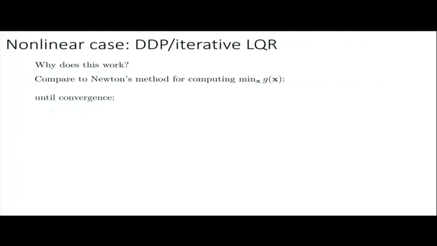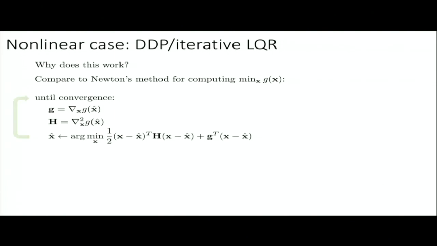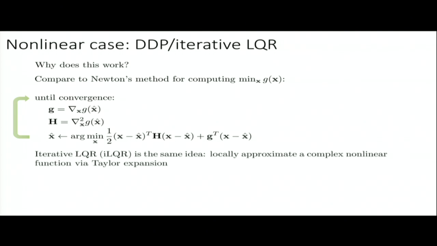With Newton's method, you would evaluate the gradient of g. You would evaluate the Hessian. You would update x to be the thing that minimizes this quadratic function, and then you would repeat. In iterative LQR, we did essentially the same thing. We take our current trajectory instead of our current x. We take our whole trajectory, we compute derivatives and second derivatives, and then we minimize a quadratic system, and then we update our trajectory. So iterative LQR is doing something extremely similar to Newton's method.